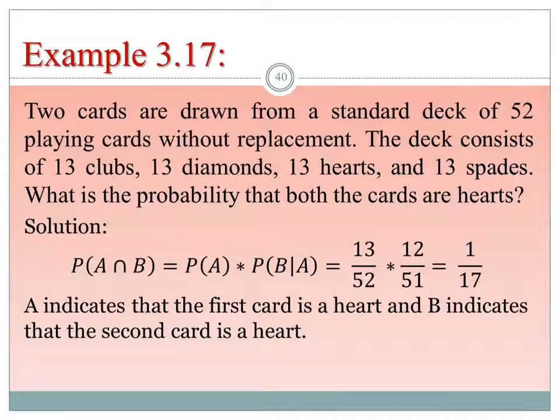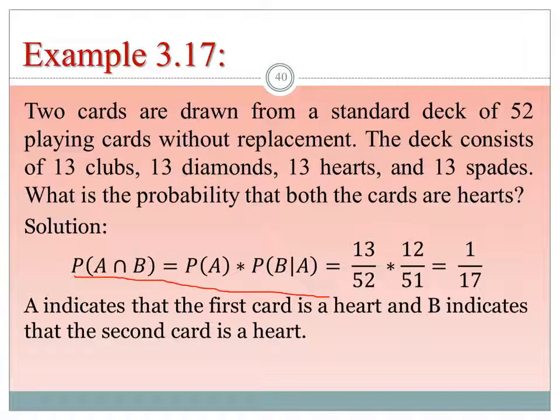In this case, maybe we can apply the multiplication rule. For the probability of A intersection B, suppose we define A as the event that the first card is a heart, and B as the event that the second card is a heart. Our question, what is the probability that both cards are hearts, means A intersection B. That means the probability that the first selected card is a heart and the second is also a heart. So just apply the multiplication rule.